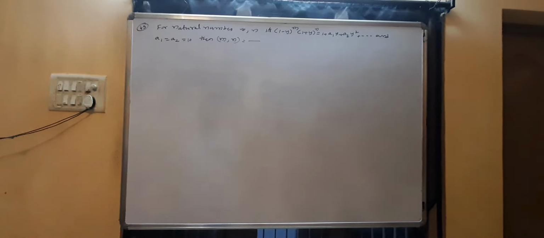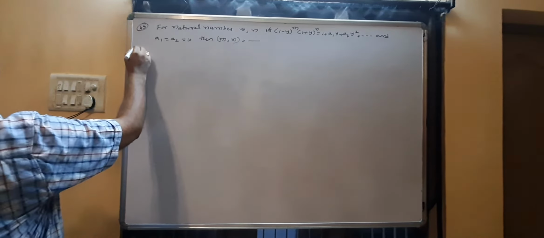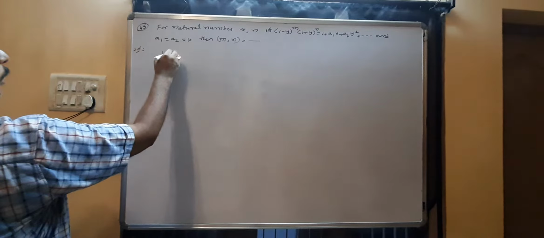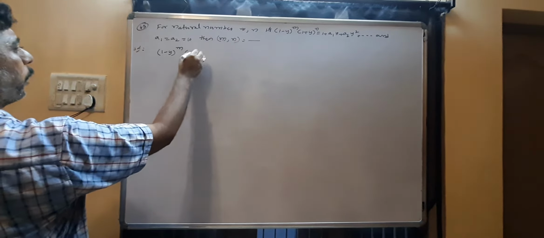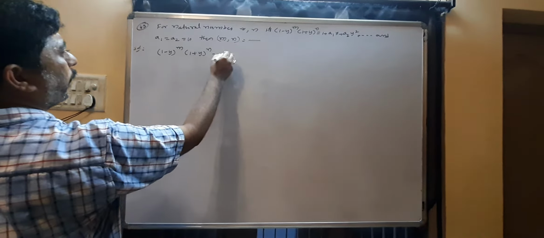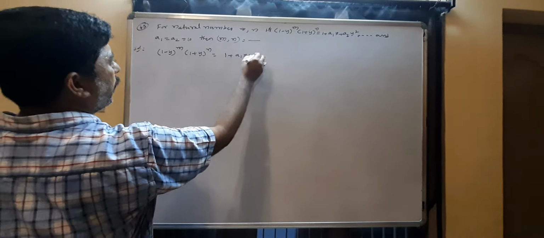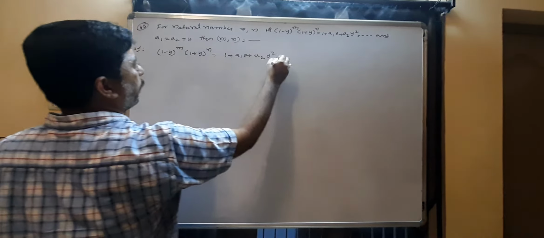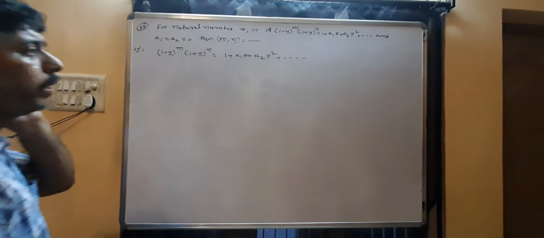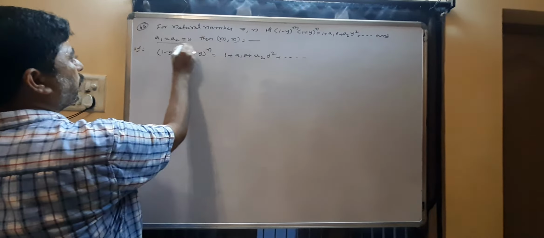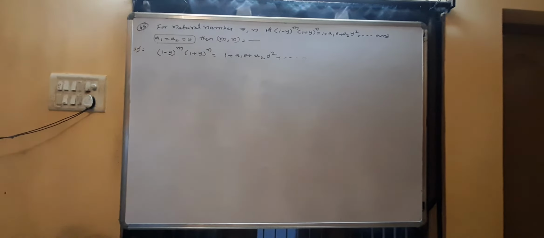Coming to the last problem in exercise 1. They have given (1 minus y) to the power m into (1 plus y) to the power n equals 1 plus a1y plus a2y square and so on. The values a1 and a2 are given as 10. They are asking to find m comma n.